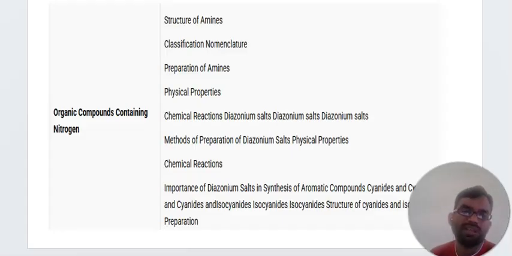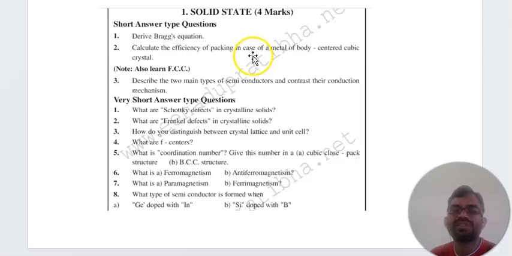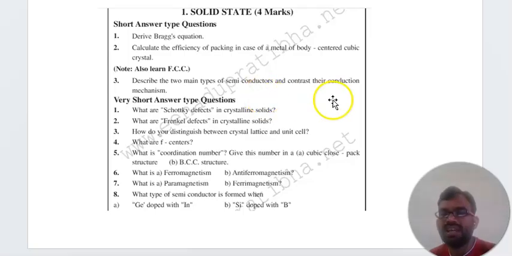in 13 chapters. So now you can see our first chapter is solid state. In solid state, you can see very short answer questions, like 4 marks questions. Derive the Bragg equation. This is repeated in every exam, like IPE exams. They calculate the efficiency, and some of them also describe two types of semiconductors and their conduction mechanism. These are a few very short answer questions.